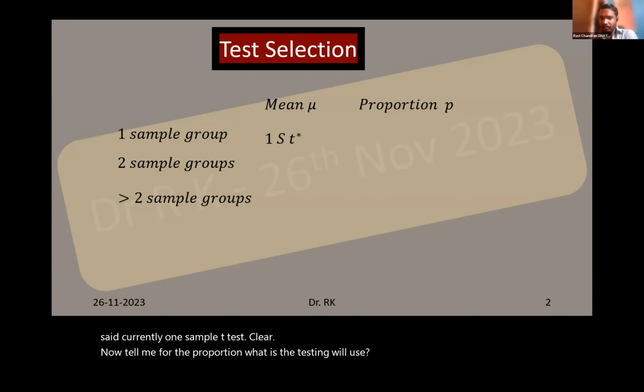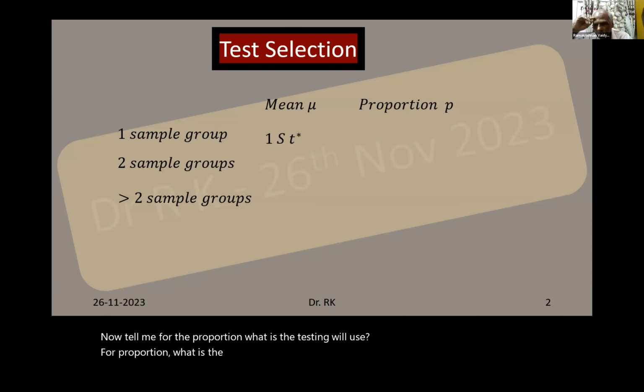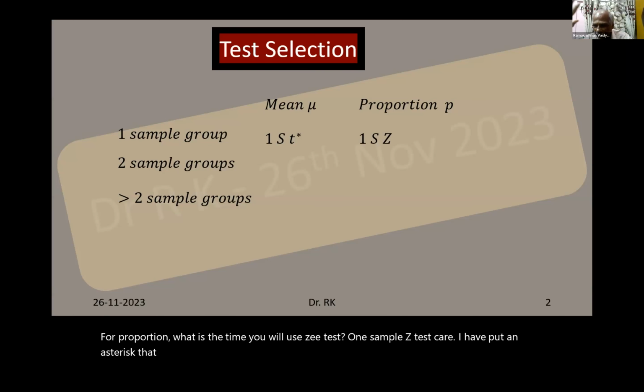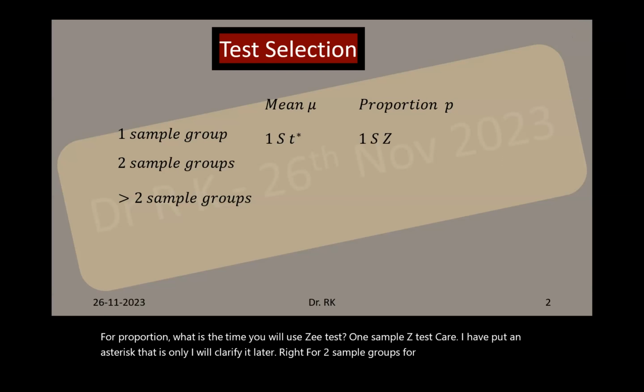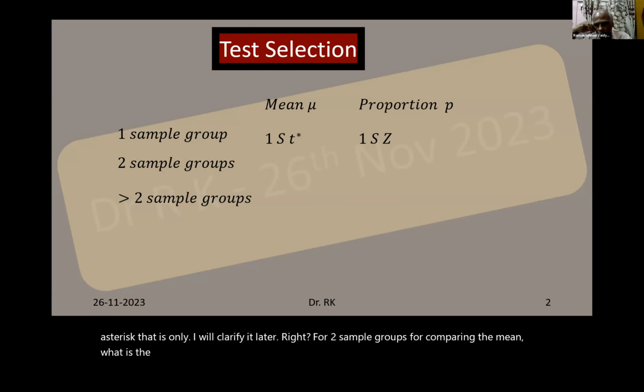One sample proportion, Z test. One sample Z test. Clear? I have put an asterisk. That is only, I will clarify it later. Right? For 2 sample groups, for comparing the mean, what is the test you will use?